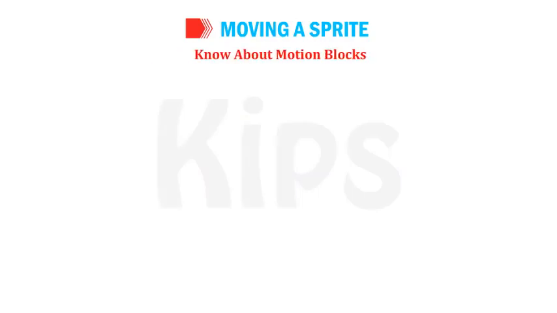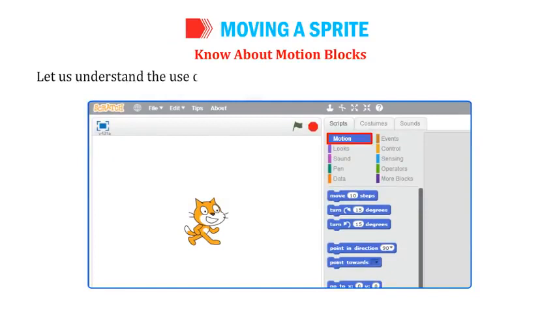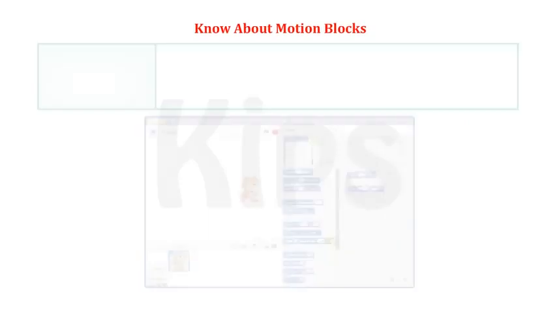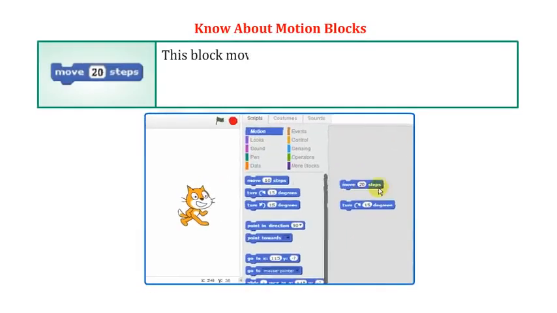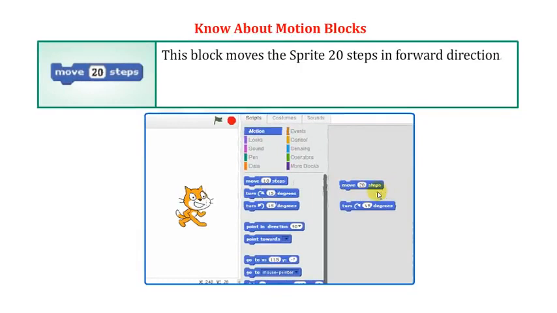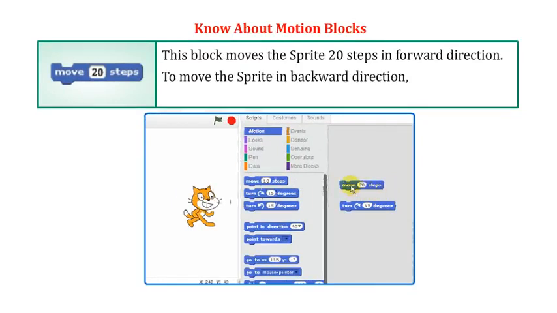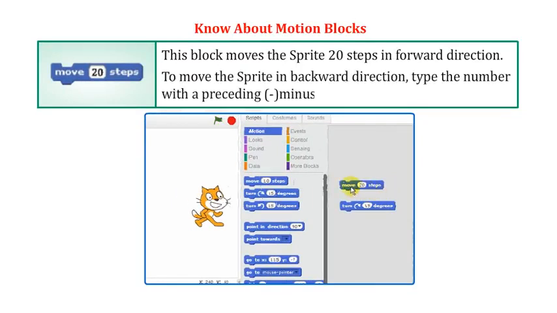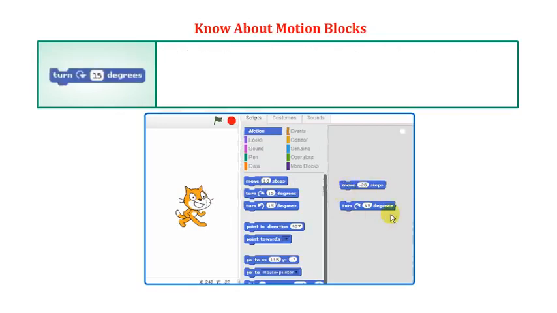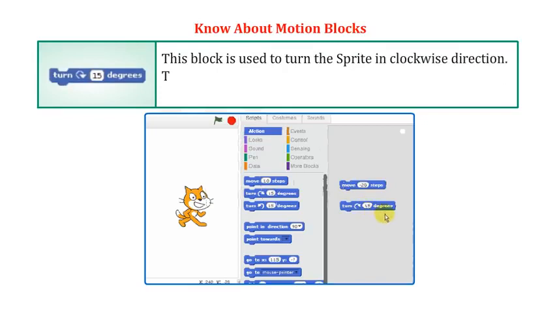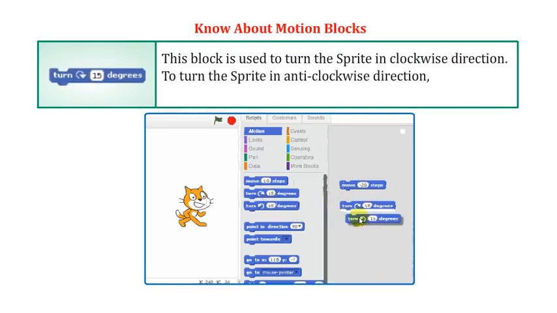Know about motion blocks. Let us understand the use of motion blocks, which we have used in the project. Move 20 steps. This block moves the sprite 20 steps in forward direction. To move the sprite in backward direction, type the number with the preceding minus sign. For example, -20. Turn 15 degrees. This block is used to turn the sprite in clockwise direction. To turn the sprite in anti-clockwise direction, use Turn 15 degrees block.